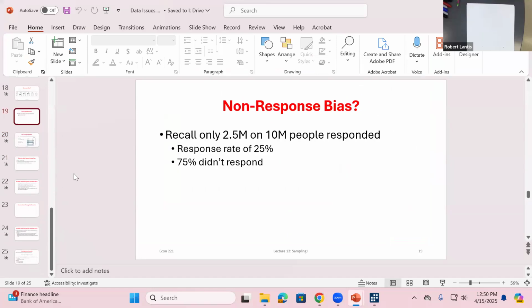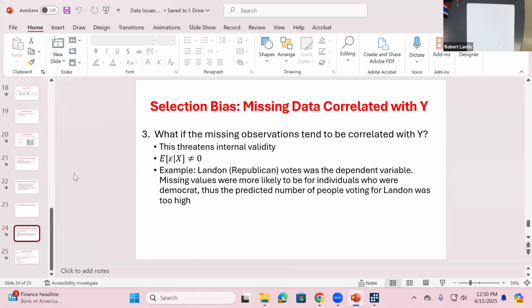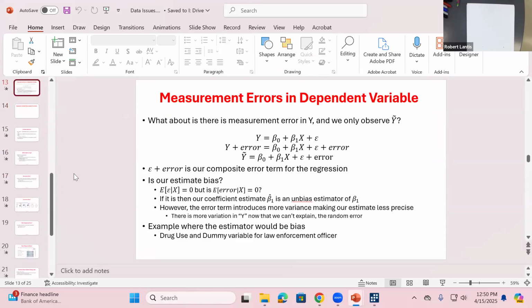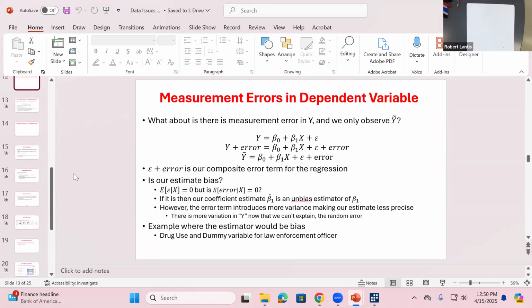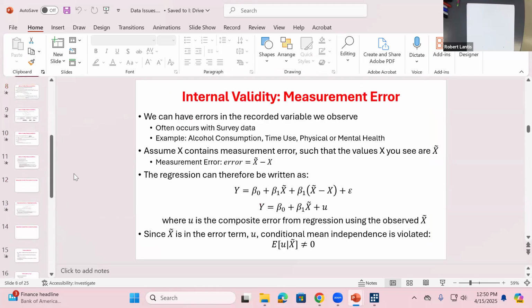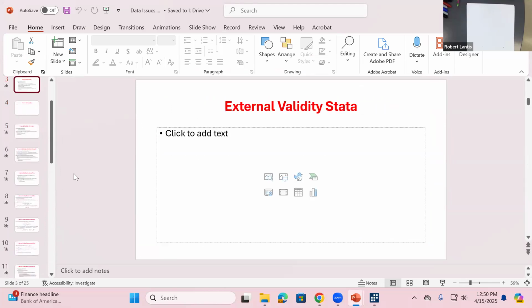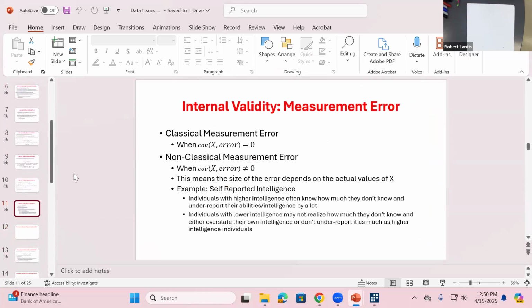I went through this example of non-response and selection bias since our data wasn't working. But really what I wanted to focus on today is we'll review measurement error in our dependent variable, that was our Y variable, and what that's going to do to our estimate. And then also review when we had measurement error, classical and non-classical, in our independent X variable.